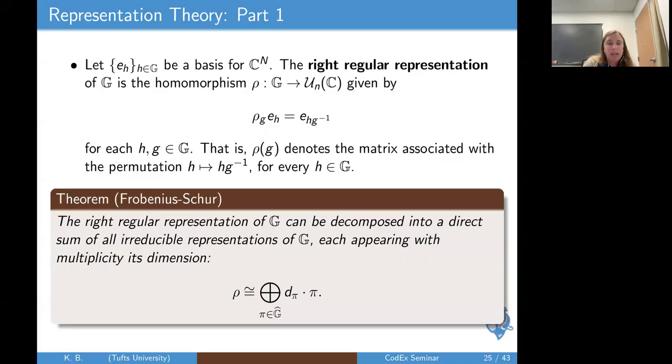Okay. And why is this special? Well, the right regular representation of the group can be decomposed into a direct sum of all of the irreducible representations of the group, each appearing with multiplicity of its dimension. So the right regular representation encodes every irreducible representation of the group, and it also encodes the dimension of every irreducible representation. You may know this as the Peter-Weyl theorem in the setting beyond finite groups, but I'm stating it here as such, just since we're working with finite groups.